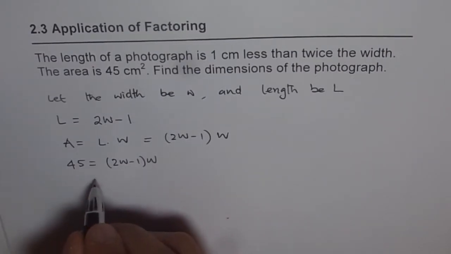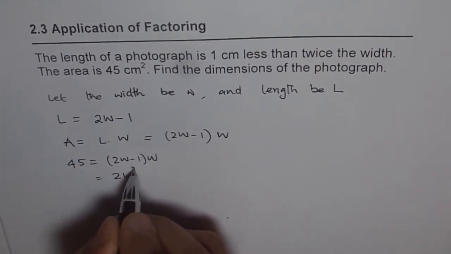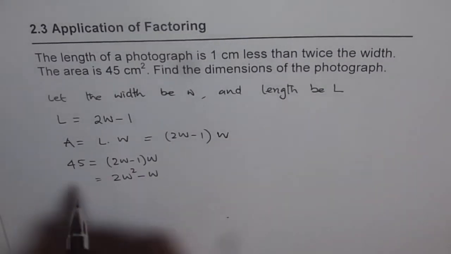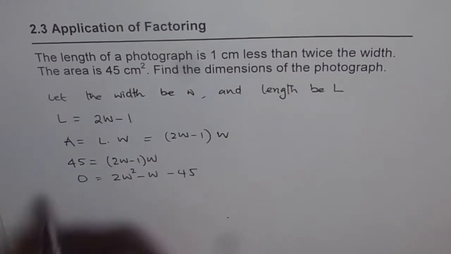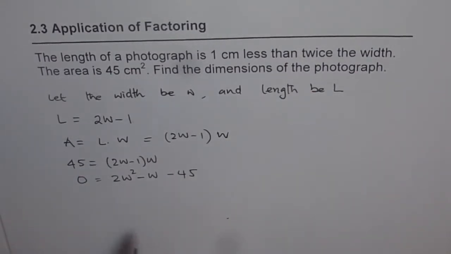Now this relation is in one variable, and from here we can always find what W is. So let's multiply, open it up. So we get 2W squared minus W, and we can bring 45 to this side, minus 45 equals 0. So we get a quadratic equation in W. Now this quadratic equation can be solved to get the result, right? So that is how you can get the answer for such a problem.